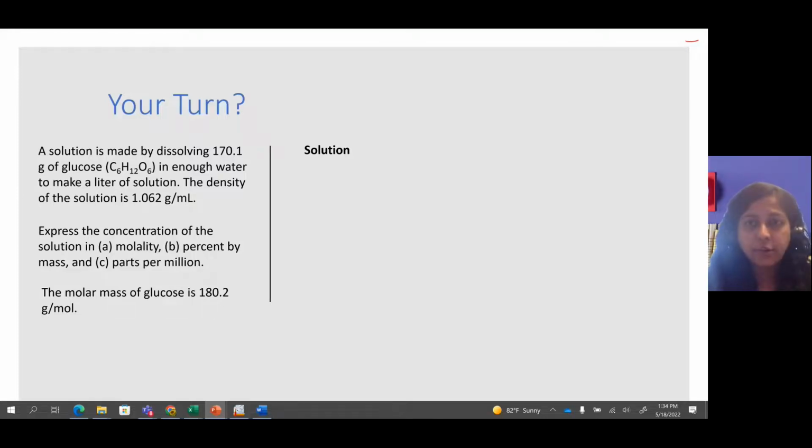Okay, let's talk about some problems on the concentration units. The first one: a solution is made by dissolving 170.1 grams of glucose, C6H12O6, in enough water to make a liter of solution. Okay, it has made 1 liter of the solution.